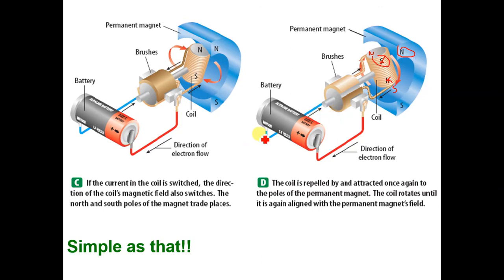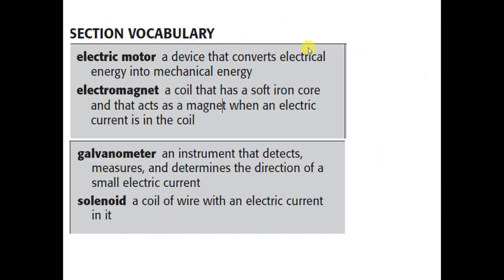Okay, so this is the electric motor. So in this section you learned about these concepts. Electric motor, so it's a device that converts what to what? Electrical energy to mechanical energy, just as a fan. An electromagnet is a coil that, what does it have inside it? It's not a coil with nothing inside it. If it's a coil only with nothing inside it, then it's called a solenoid, not an electromagnet.